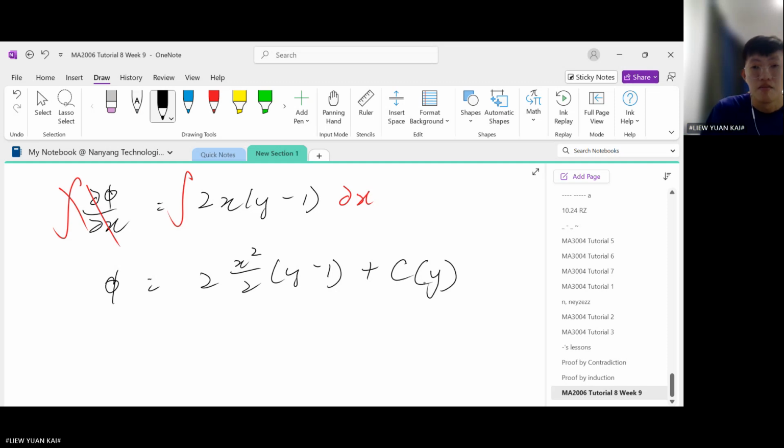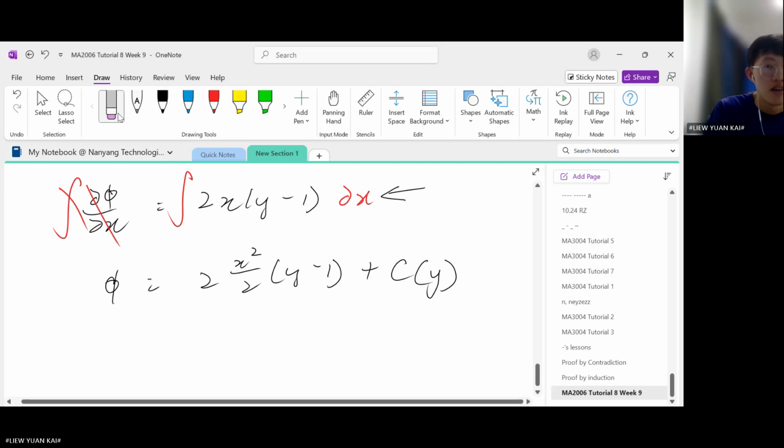Okay, so don't forget, when you're doing partial integral, your arbitrary constant is a function of the other variable. In this case here, the other variable is y. Okay, 2 and 2 can cancel, leaving behind this. So I'm gonna expand this out.